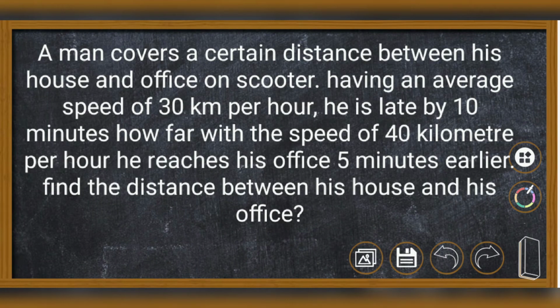A man covers a certain distance between his house and office on a scooter having an average speed of 30 km per hour. He is late by 10 minutes, and with the speed of 40 km per hour, he reaches his office 5 minutes earlier. Find the distance between his house and his office. So in this question, two speeds are given. The time by which he is early and late is also given. We have to find the distance. Okay, what all are given? Speeds are given and time is also given.